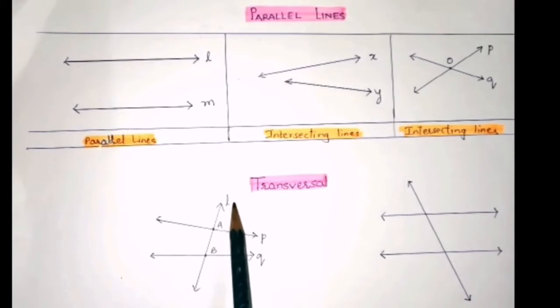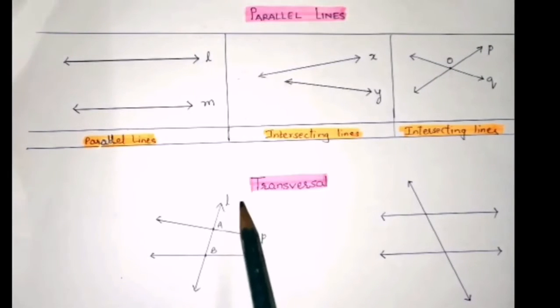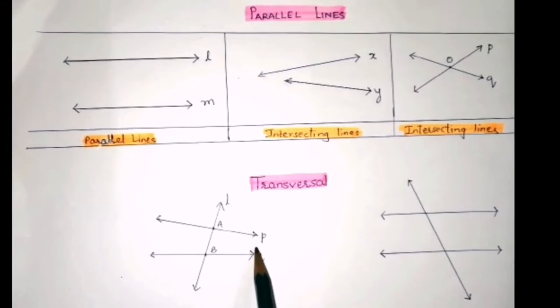If a line intersects two other lines at two distinct points, then this line is called a transversal. In this figure, line L intersects line P and line Q at point A and point B. So line L is a transversal of line P and line Q. Line P and line Q are not parallel lines.